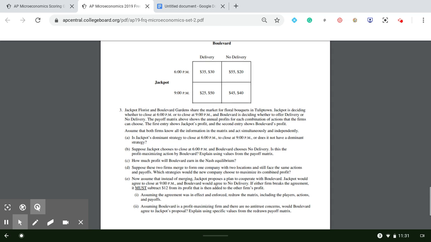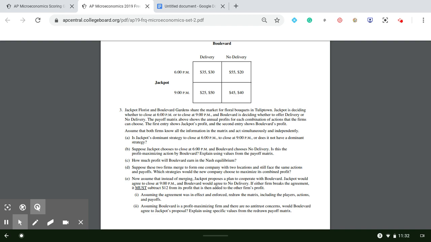Finally, we got us a game theory question. Okay, with a payoff matrix. Okay, so we got Jackpot Florists and Boulevard Gardens share the market for floral boutiques in Tulip Town. Jackpot is deciding whether to close at 6 p.m.